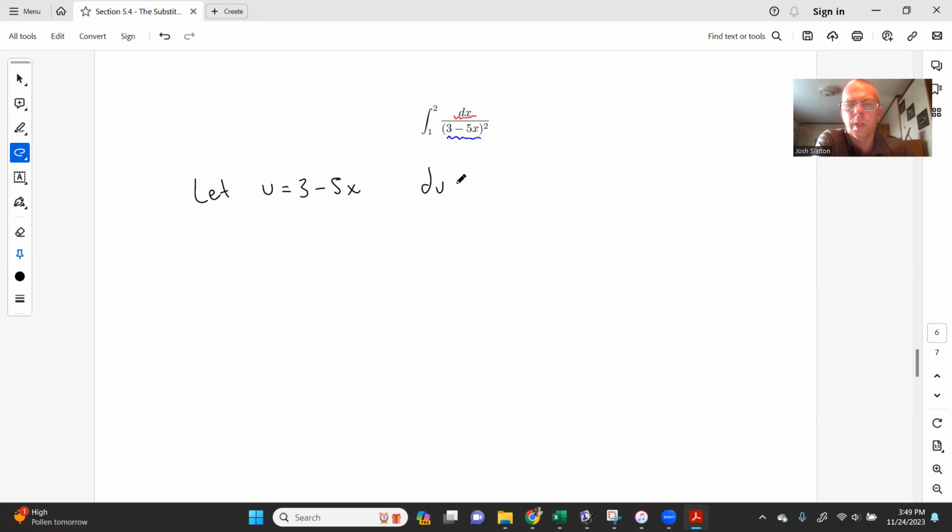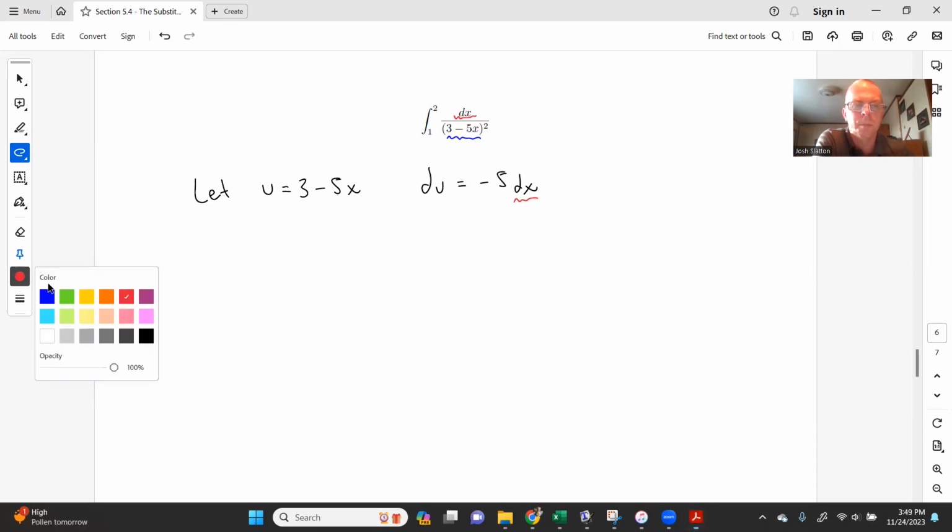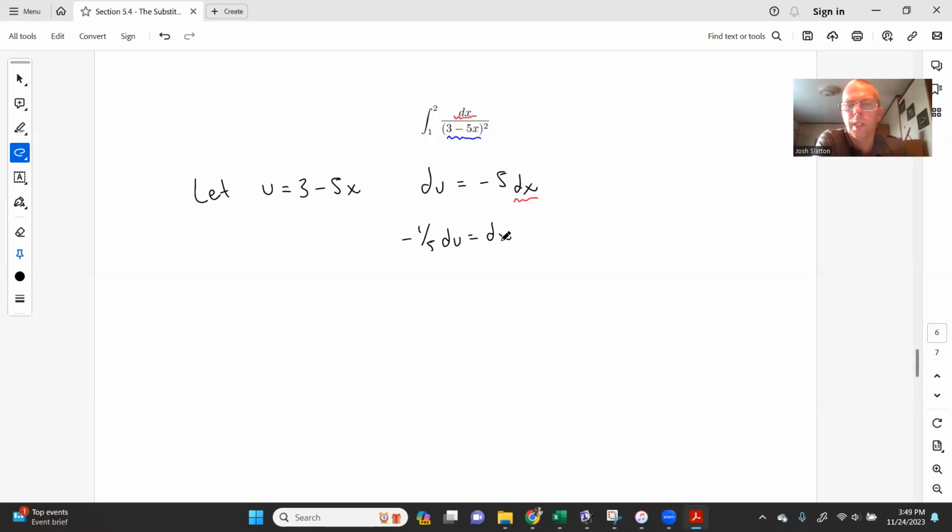So then du is negative 5 dx. The red part is only the dx, so we need to divide by negative 5. So negative 1/5 du equals dx. So now let's do the substitution. All right, first, let's change variables. So the limits are x equals 1 to x equals 2.